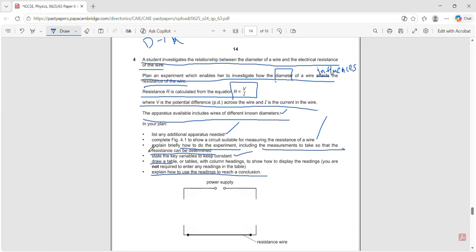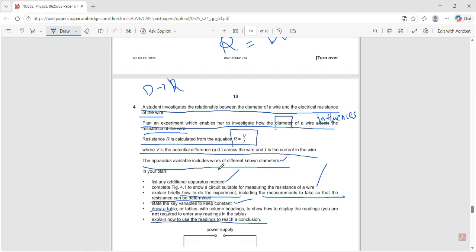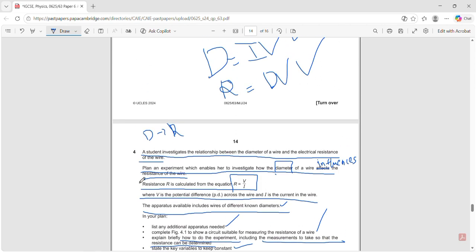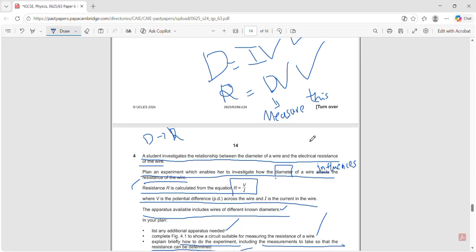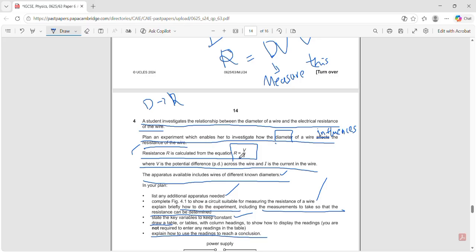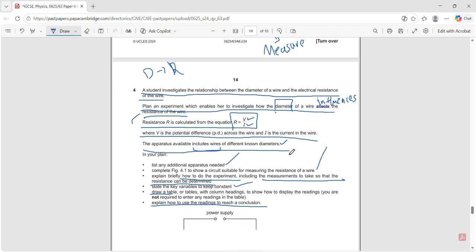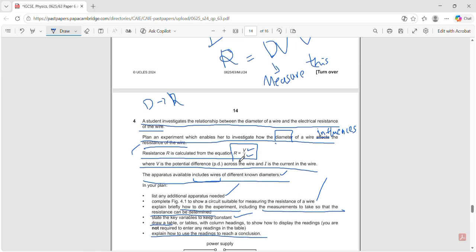Now, what do you need? Since you want to actually measure resistance, right? Resistance is the dependent variable, so you have to measure this. Now what do you need? If you want to measure resistance, you need voltage and you need current, right? They have only given you the different diameters. That means they have not given you the voltage and current. How do you do that?